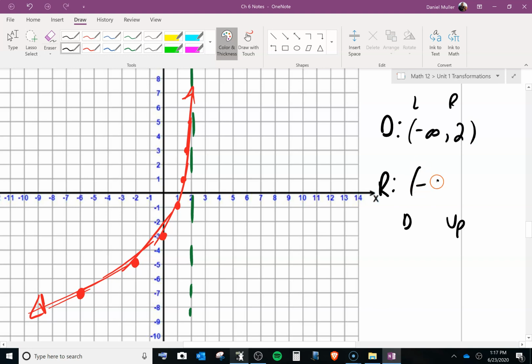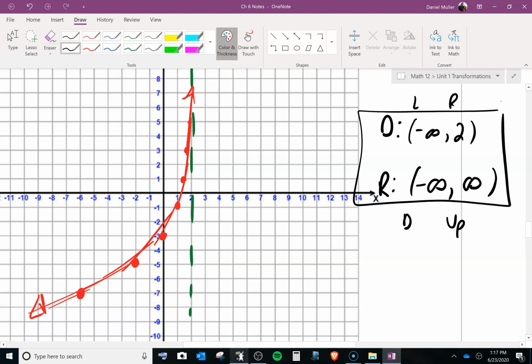How far down does it go? Well, it goes down forever and it goes up forever. This thing will head down forever and it will head up forever. So that's my domain and that's my range.